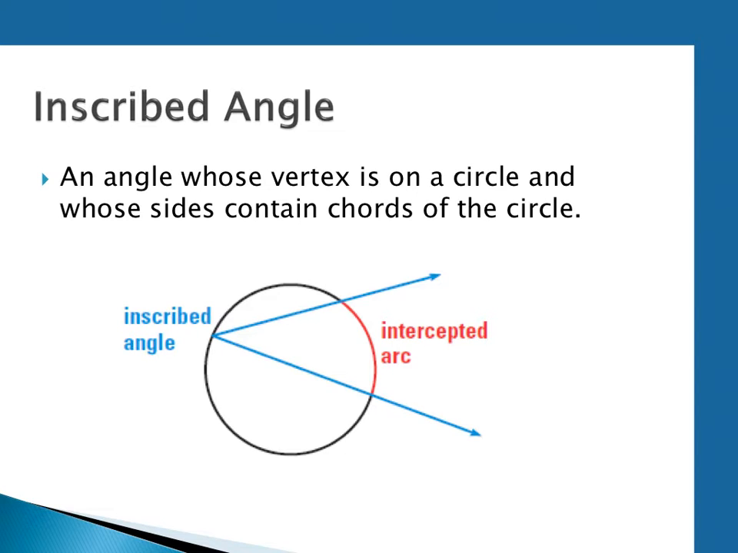So notice where this vertex is. It's actually on the circle itself. The intercepted arc would be where it cuts the circle as it goes through. So inscribed is on the circle, where central is on the center.